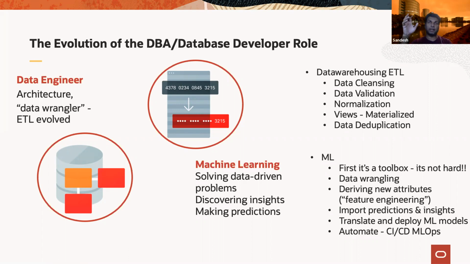It involves data wrangling. It involves new attributes, or a process called feature engineering, and we'll discuss this a little bit going forward. You can improve and import these predictions and insights, and then you translate this and build machine learning models, and then you automate the entire thing using a CI/CD process using MLOps. So these are the different kinds of things that you have to do as you evolve more into a database developer role as part of your current job.